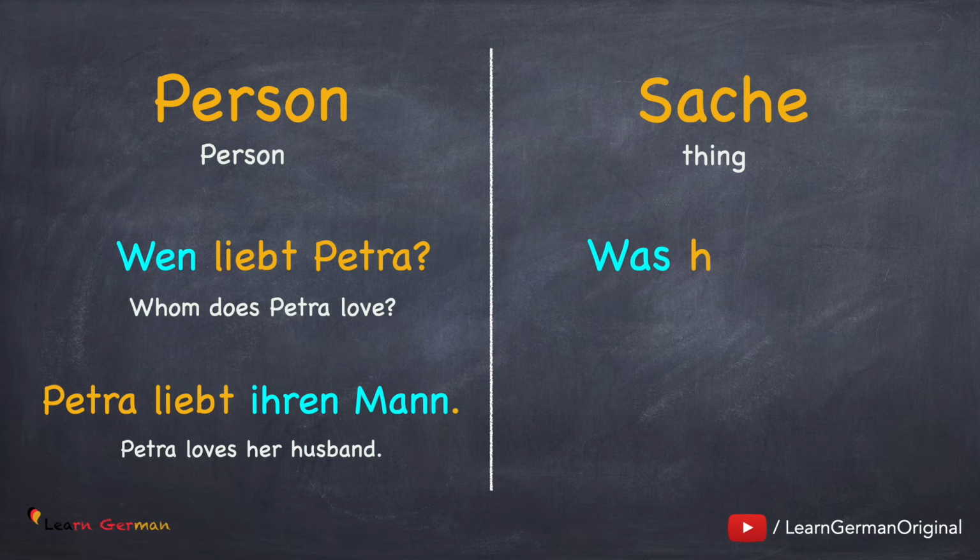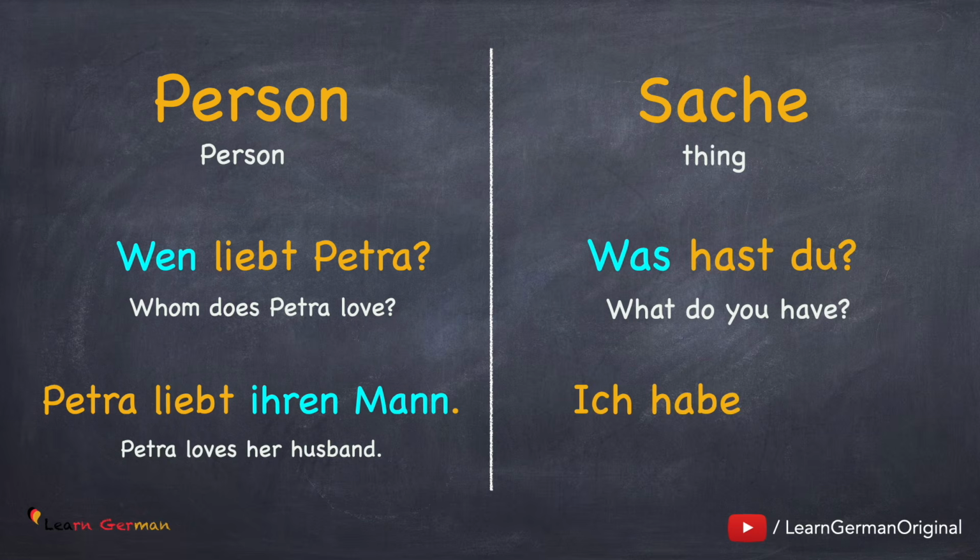Sache. Was hast du? Ich habe ein Auto. In this case, when accusative object is a thing, the question will be was. Just like in the nominative case, when there is a thing, the question is was. Now here, the form of was will not change even if it is accusative.